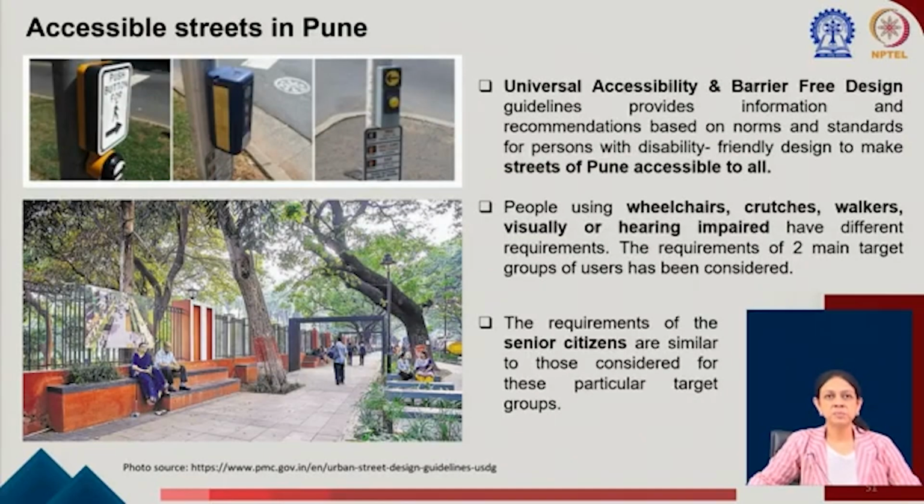Transportation and urban mobility, accessible streets. You have a place to sit. You have a proper buffer between the vehicle and the pedestrian area. You have proper light. You have these tactile tiles also. You have these push buttons.